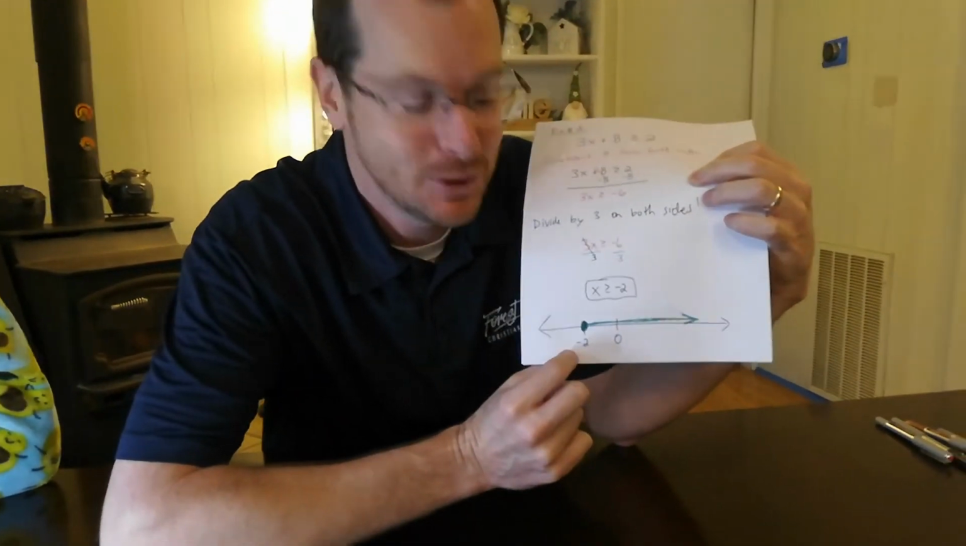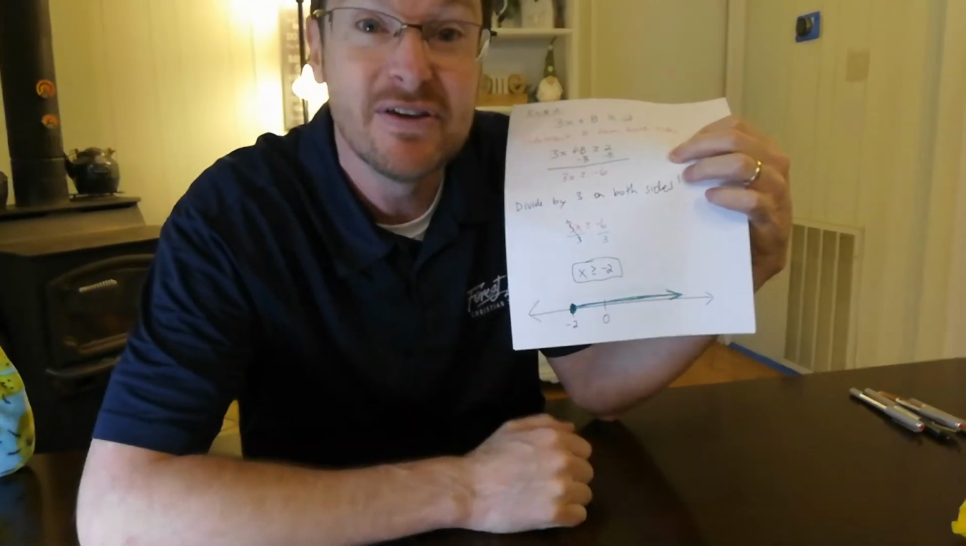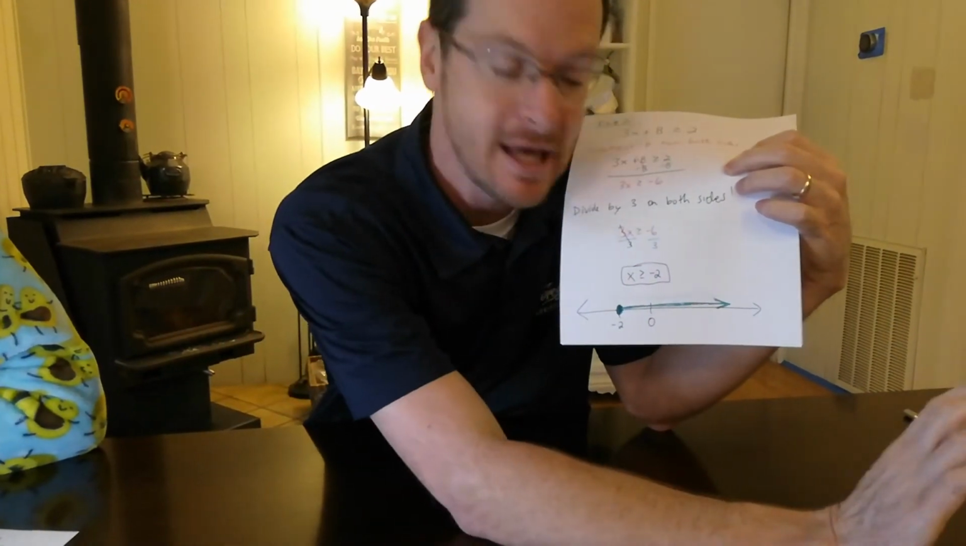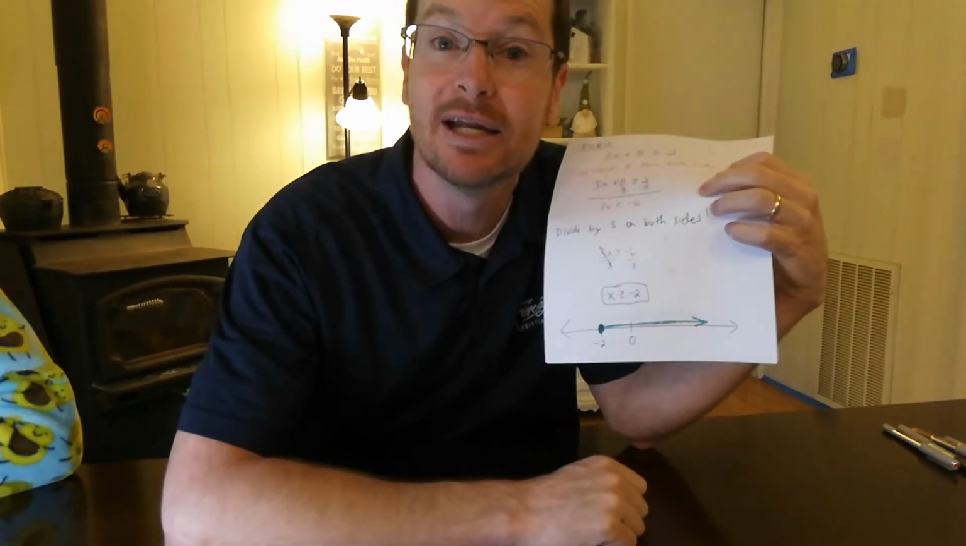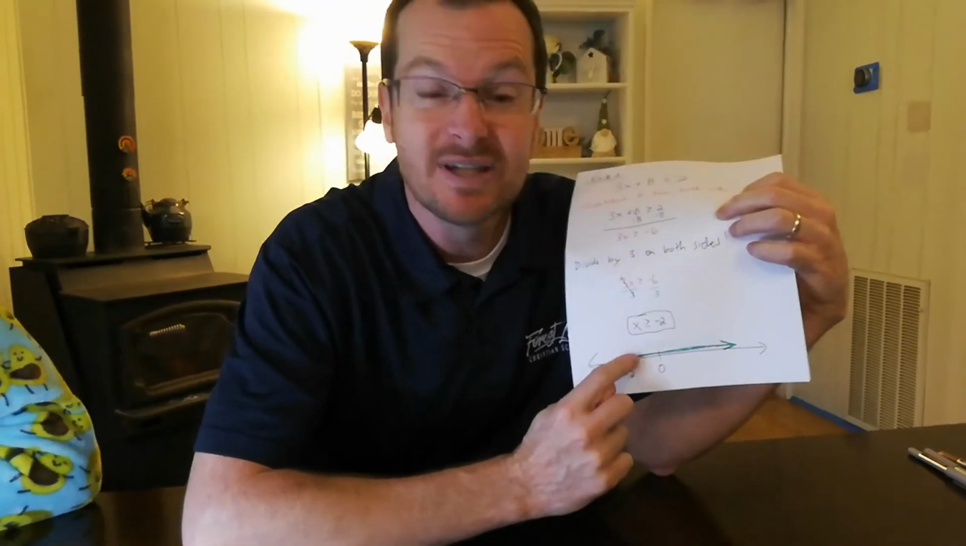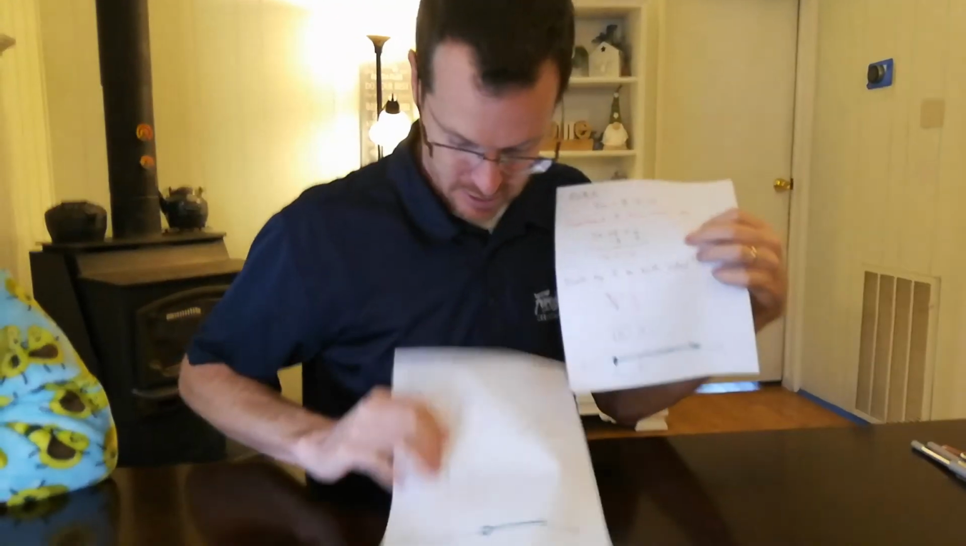Okay, negative 2 is included, so you're going to fill in the bubble. So it's going to be negative 2 and everything greater than negative 2. That's what that little equal sign is. X is greater than or equal. That's the equal to. It's filled in. Go back over here. Not filled in because it doesn't have an equal.